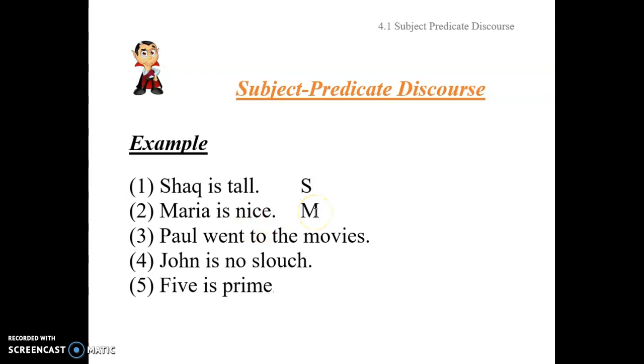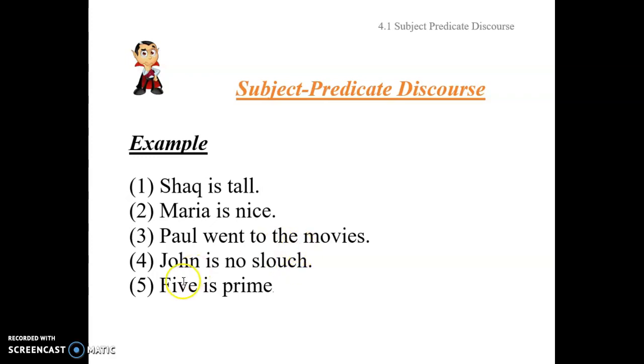Right? They would just be symbolized in this sort of brute way. We're going to be symbolizing them in a much more sophisticated way soon because these sentences actually have more logical structure than simple S just reveals. Okay, so Shaq is tall, Maria is nice, Paul went to the movies, John is no slouch, which we will render as it's not the case that John is a slouch.